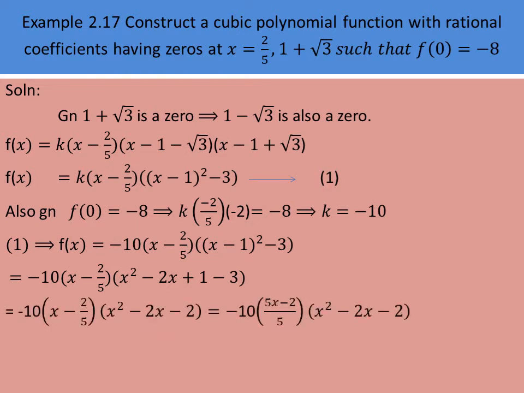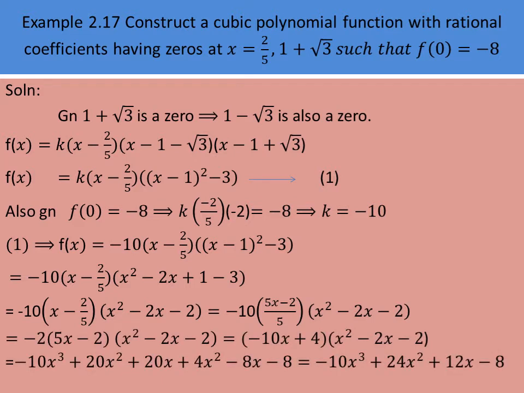Then it is equal to minus 10 into (x minus 2 by 5) into, here we have 1 and minus 3, isn't it? 1 minus 3 can be written as minus 2. Then here you can take the LCM. So (5x minus 2) by 5 you'll get. Then in the next line you can cancel this 5. So you'll get minus 2 into, the remaining terms will be same.